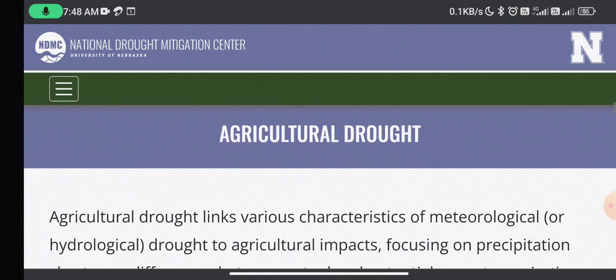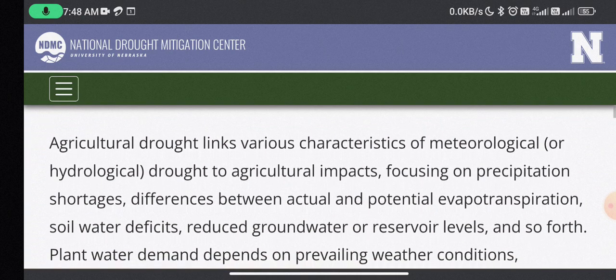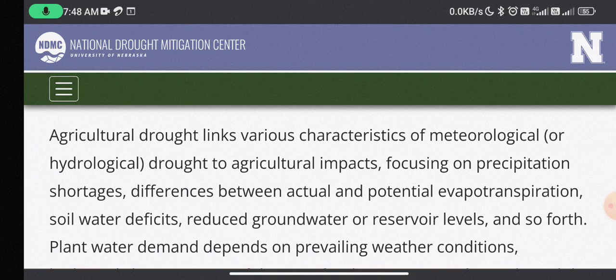So let's see the agricultural drought. Agricultural drought links various characteristics of meteorological or hydrological drought to agricultural impacts, focusing on precipitation shortages, differences between actual and potential evapotranspiration, soil water deficits, reduced groundwater reservoir levels, and so forth.